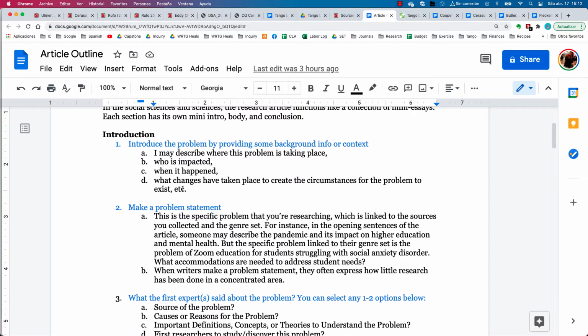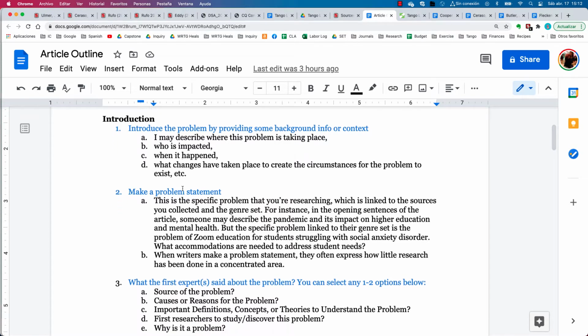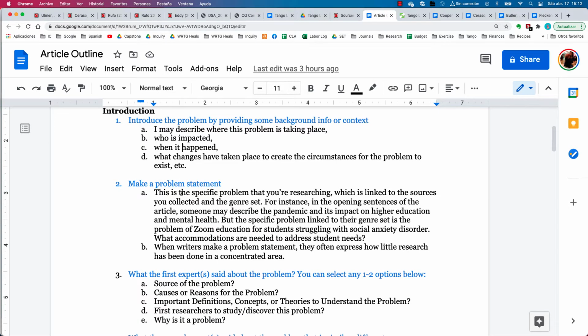Some of you might use additional sources, those outside your annotated bibliography, in order to contextualize this problem, to provide that bigger picture. The goal is for us to get to our specific problem statement. So the problem statement is what's connected to our actual genre set.